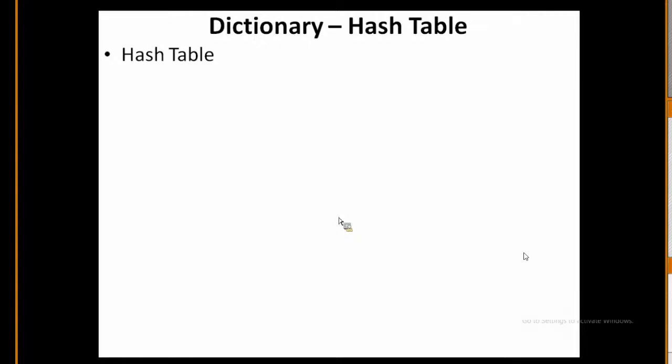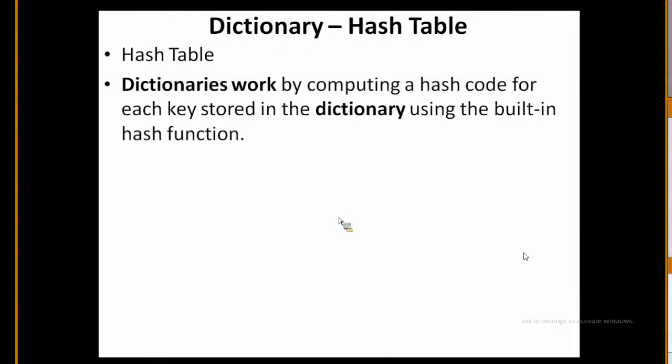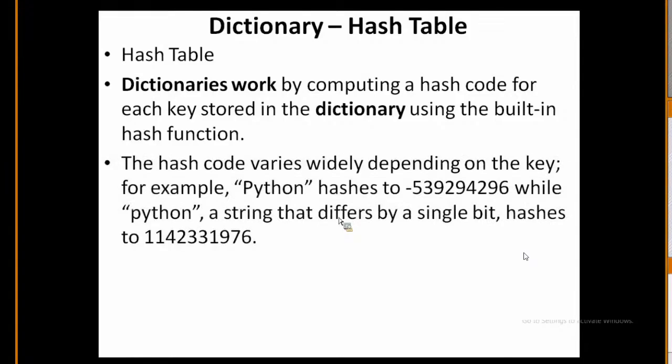Now a word about this hash table. Our dictionary works by computing a hash code for each key stored in the dictionary using the built-in hash function. As I told you earlier, every key is to be given to a hash function. Now, what is this hash function? It depends on what algorithm you are using. The hash code varies widely depending on the key.